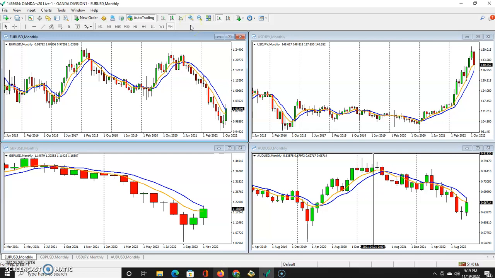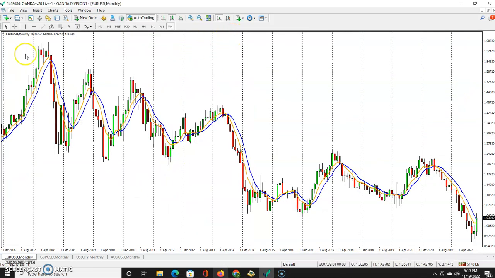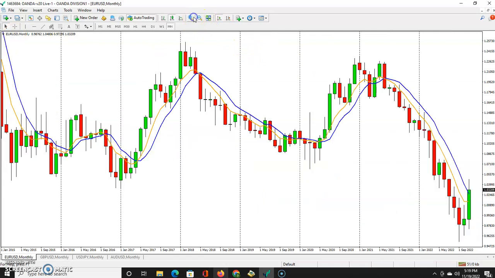When you use moving averages, you're basically using moving averages to trace price. It's going to trace the movement of the price and the movement of these candlesticks. Okay, so let's look at smaller time frames. Let's go to the Euro USD on a monthly time frame.